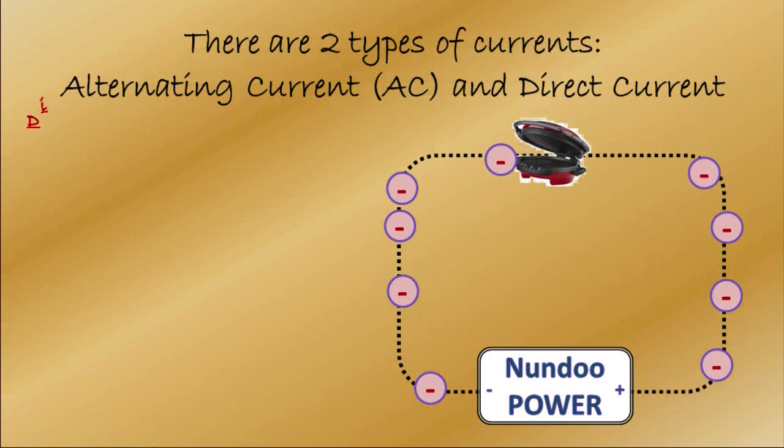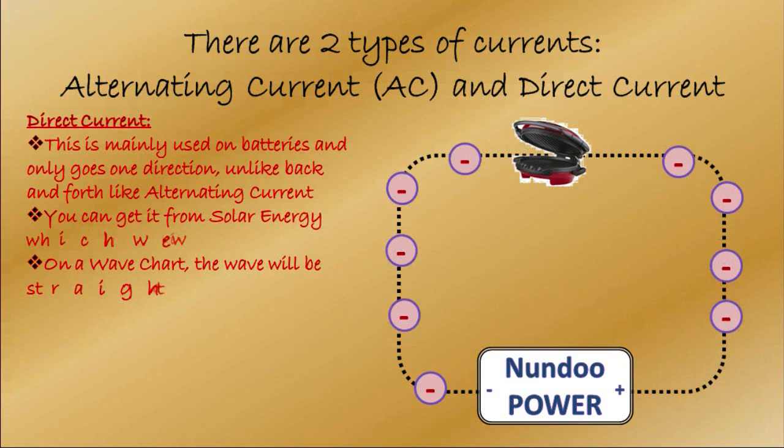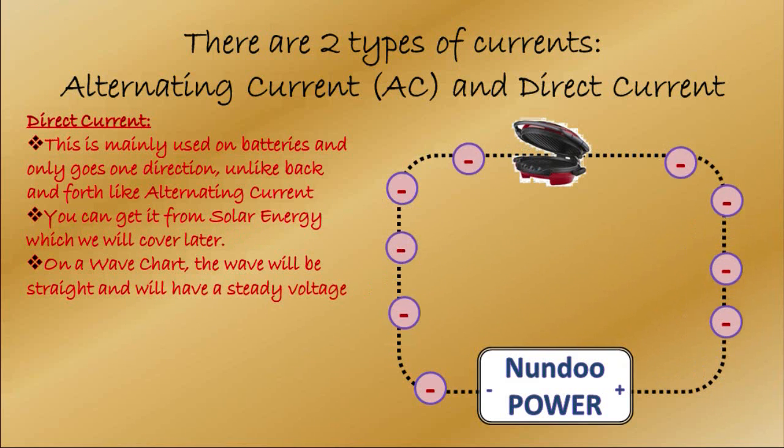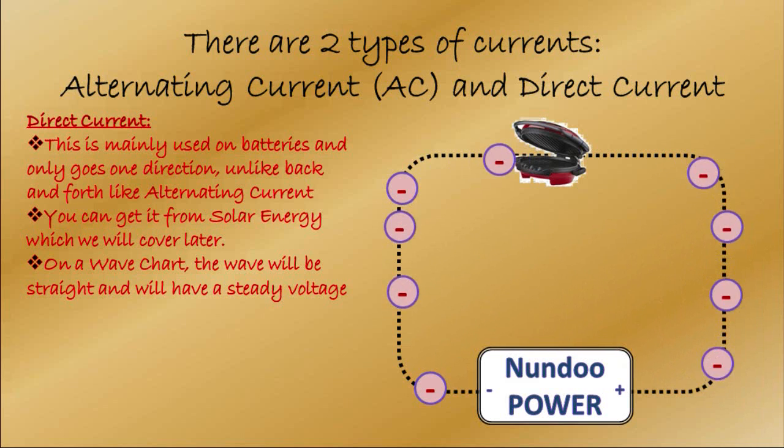there's direct current. This is mainly used in batteries and only goes in one direction, unlike the back and forth of alternating current. You can get it from solar energy, which we'll be covering later. On a wave chart, the wave will be straight and will have a steady voltage.